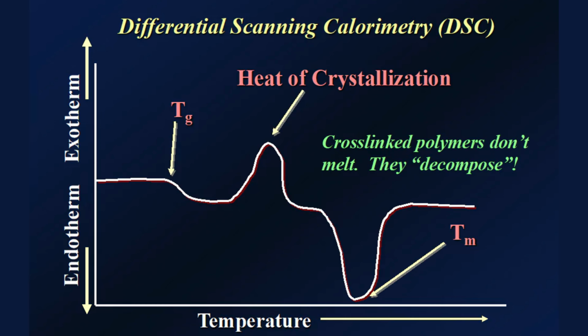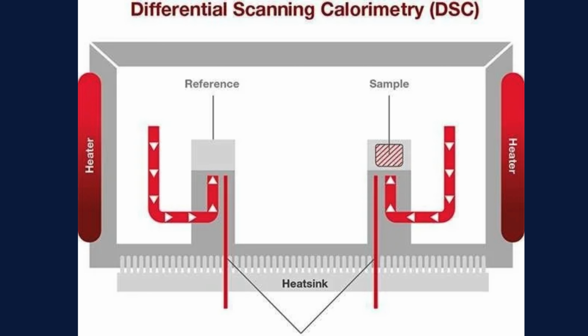Differential Scanning Calorimetry, DSC, is one of the most widely used thermal analysis techniques for characterizing polymers, composites, pharmaceuticals, metals, ceramics, and other advanced materials. DSC measures the heat flow associated with physical and chemical transformations as a function of temperature or time, providing valuable information about thermal transitions, thermodynamic properties, and material stability.